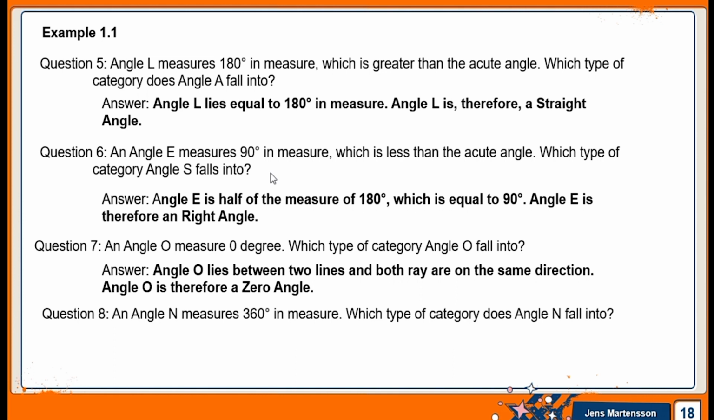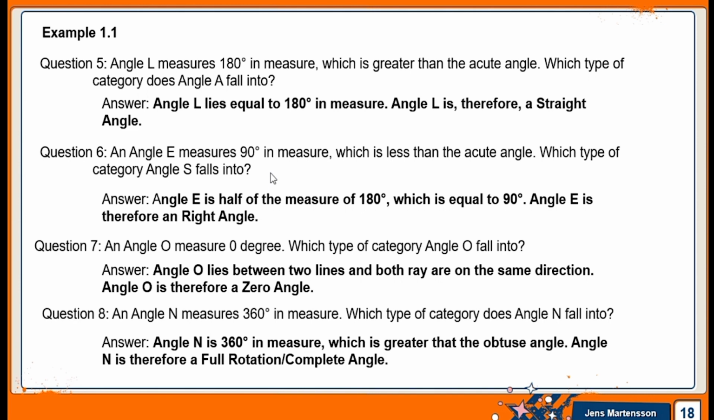Question number 8. An angle N measures 360 degrees in measure. Which type of category does angle N fall into? The answer is: angle N is 360 degrees in measure, which is greater than the obtuse angle. Angle N is therefore a full rotation or complete angle. I hope you learned something about this one.